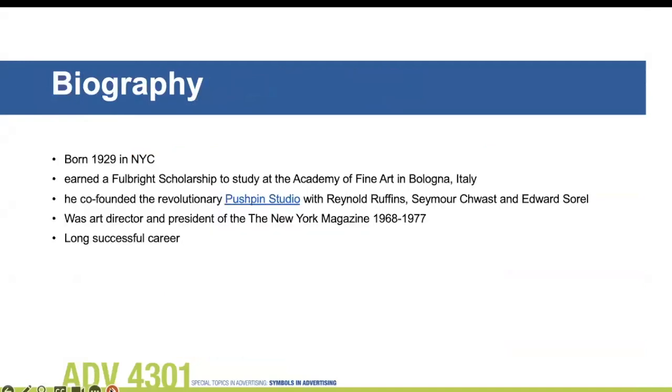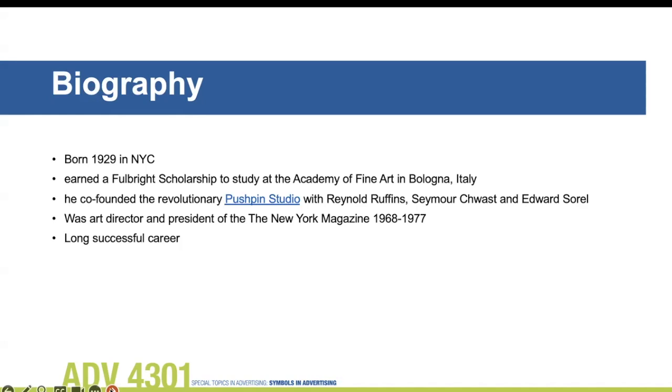Let's look at his biography. He was a real giant figure in the history of graphic design. He was born in the Bronx also. His parents were immigrants from Hungary. Glaser graduated in 1951 from the Cooper Union for the Advancement of Science and Art. He also studied in Bologna, Italy, with the painter Giorgio Morandi.